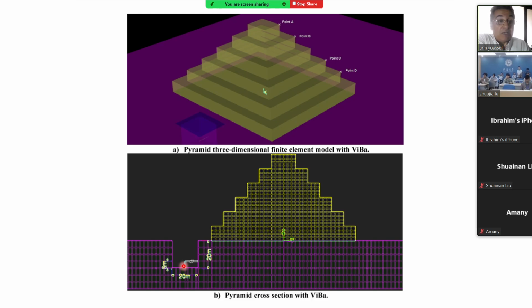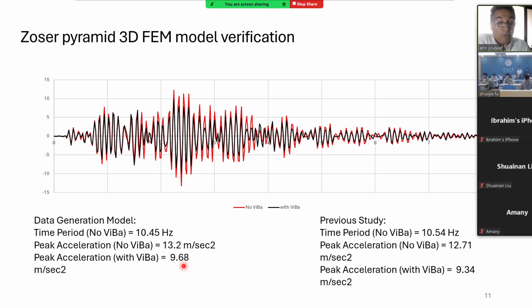Before we start generating the training data, we verified our model, again with the experimental model and the finite element model. We used it in the stochastic analysis paper. It is a 3D linear finite element analysis. We don't care about the nonlinearity of the soil because it improves the seismic energy absorption actually.